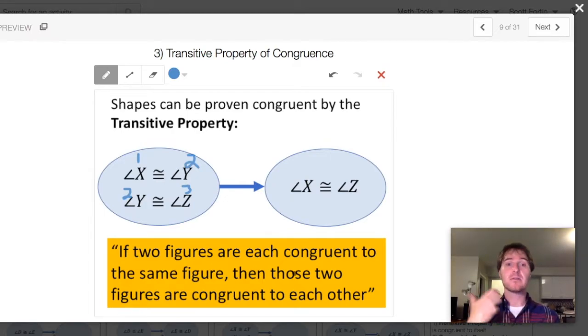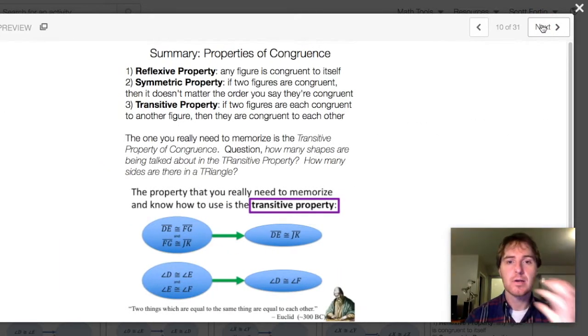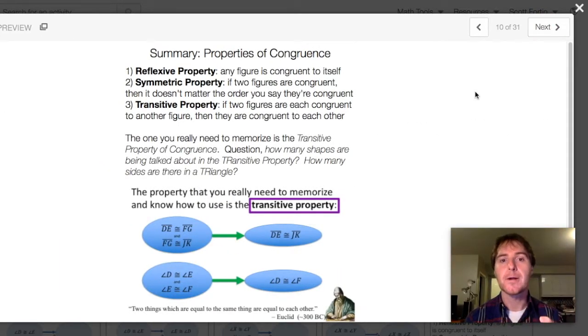Shorthand, here's how this has been said for thousands of years, since the time of Euclid. If two figures are congruent to the same figure, then those two figures are congruent to each other. Put the orange stuff in your notes. Symmetric property, reflexive property, put these orange things I'm putting down here, because I think that's the way you're going to memorize and remember this stuff.